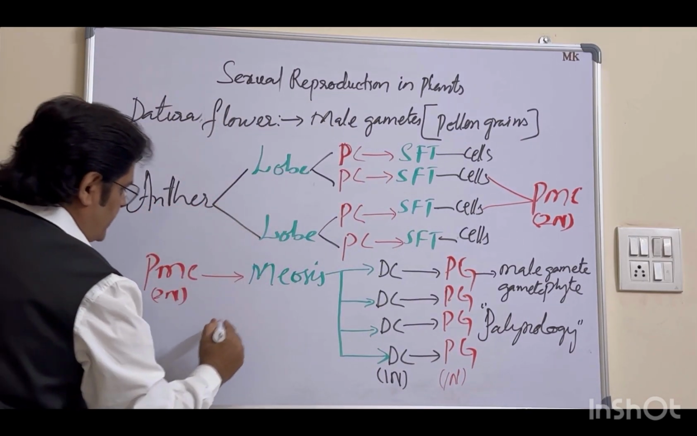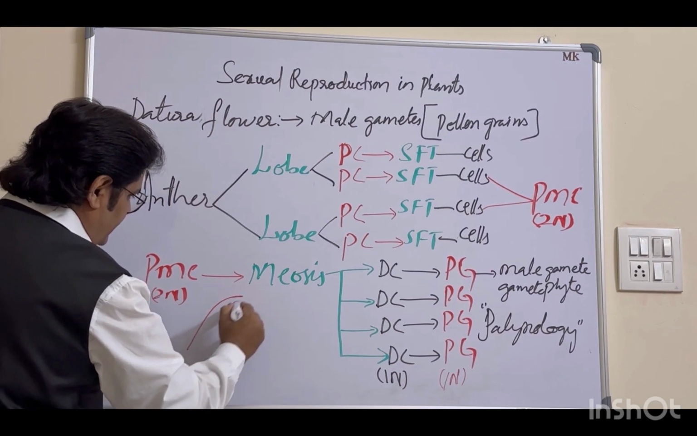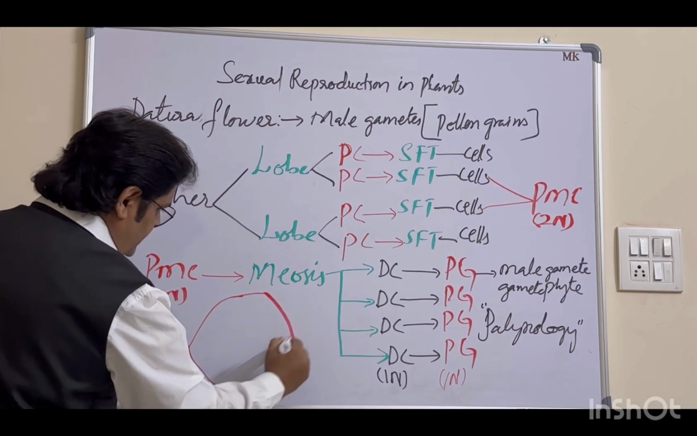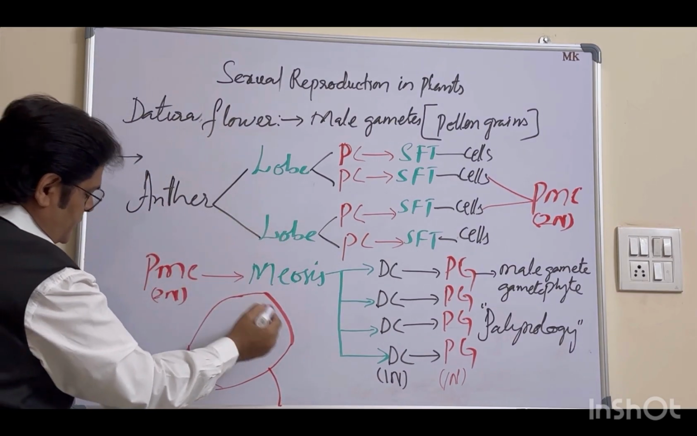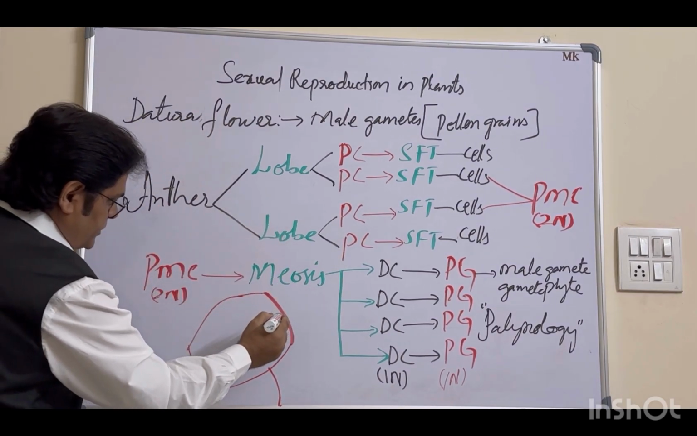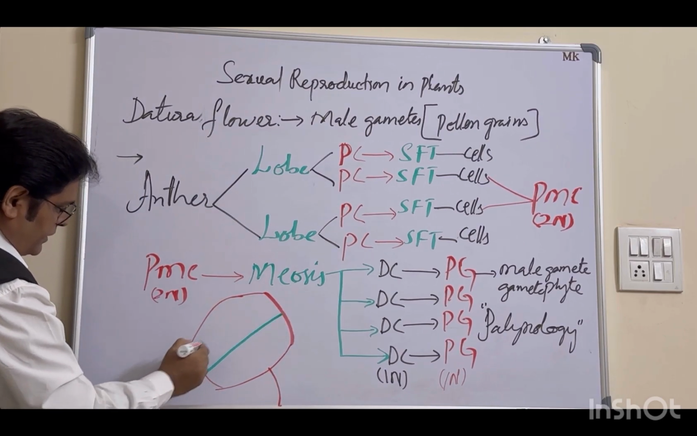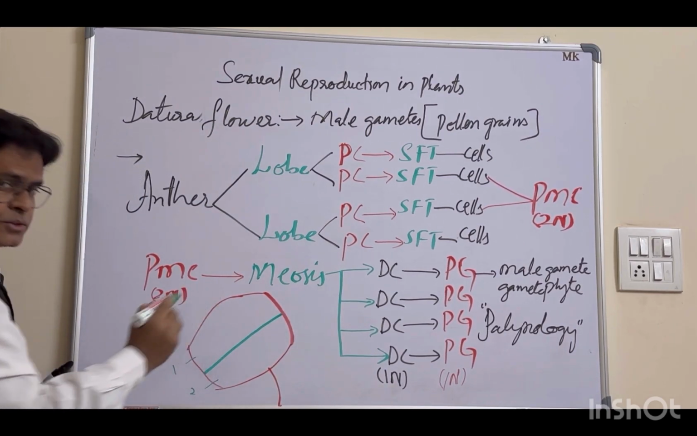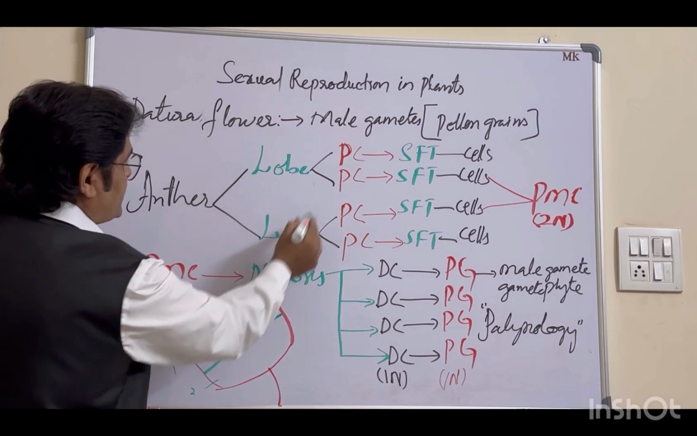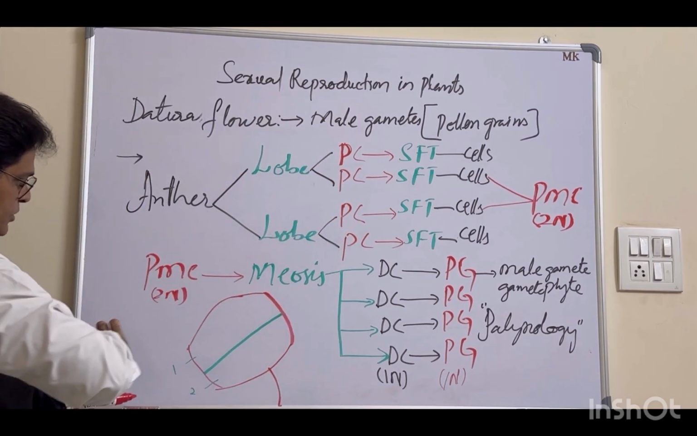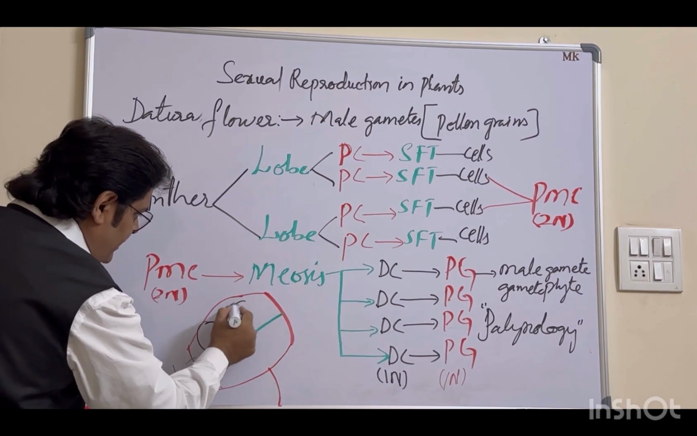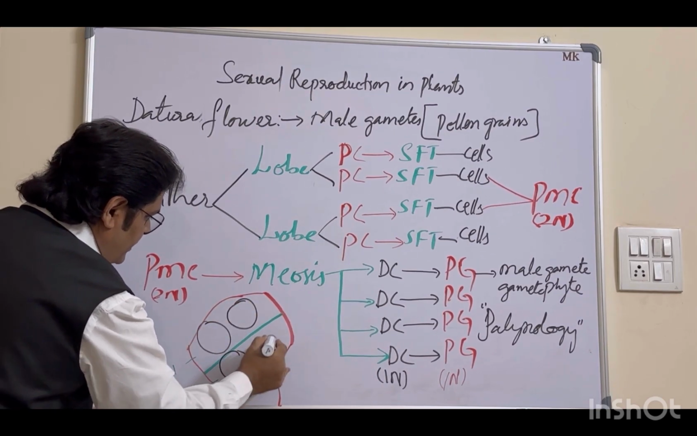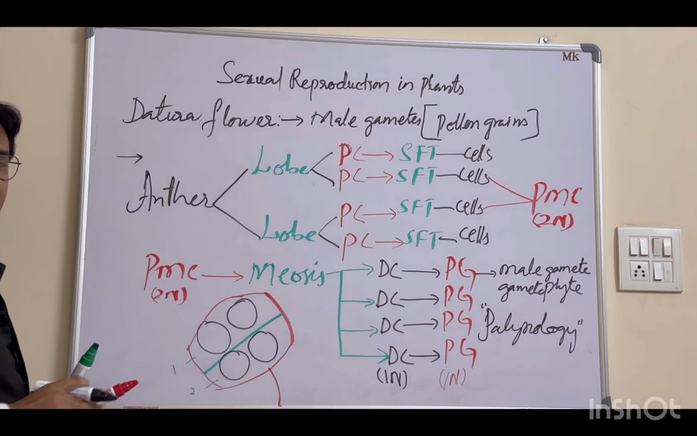Anther consists of two lobes. Imagine this is the anther. First one, second one, two lobes. Each lobe consists of two pollen chambers. So each compartment consists of two pollen chambers, one and two.